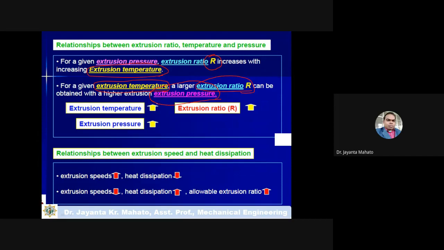This means a greater cross-sectional area reduction is possible by increasing the temperature. For a given constant extrusion temperature, a larger extrusion ratio, meaning a high amount of cross-sectional area reduction, is possible when the extrusion pressure is increased. So when the extrusion temperature increases, a high extrusion ratio is possible for a constant extrusion pressure, and when the extrusion pressure increases at a constant extrusion temperature, the extrusion ratio can also be increased.